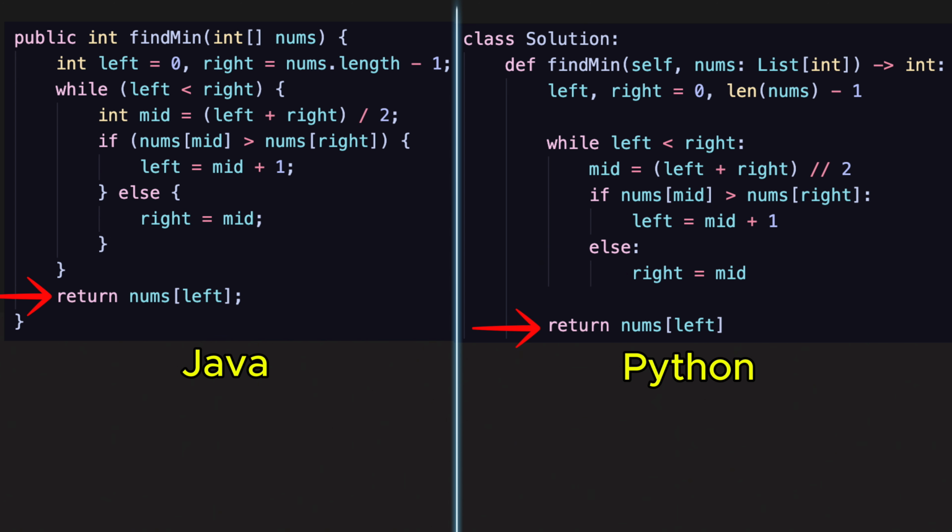And in the end, the loop terminates when left is equal to right. And at this point, both pointers have narrowed down to the minimum element. So we can return the element pointed to by either pointer, left or right, as our answer. For example, here we return the element at the left pointer.